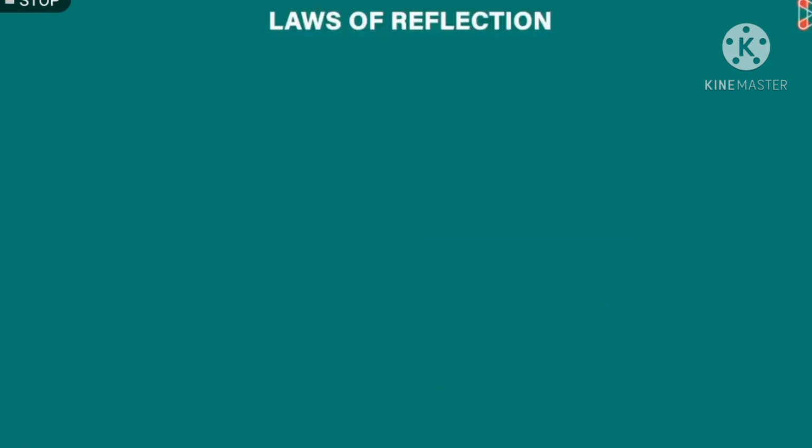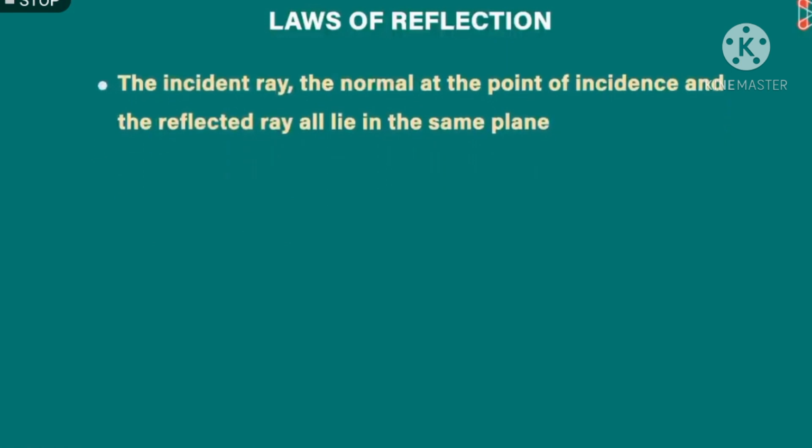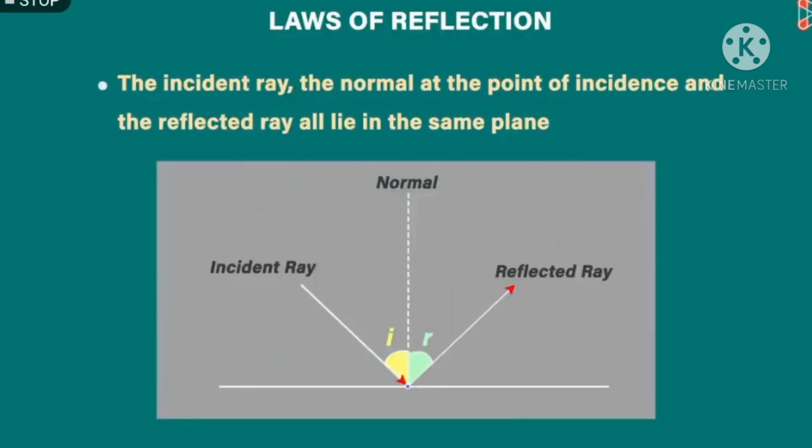What about the second statement? The second one tells us that the incident ray, reflected ray, and normal all lie in the same plane. So if I draw this scenario on a piece of paper, I will get this. Incident ray, reflected ray, and the normal, all three are in the plane of the paper. The second law tells us that they will always be on the same plane.